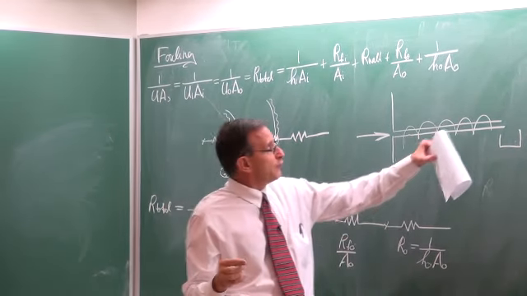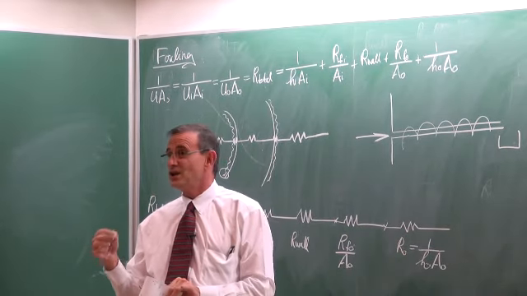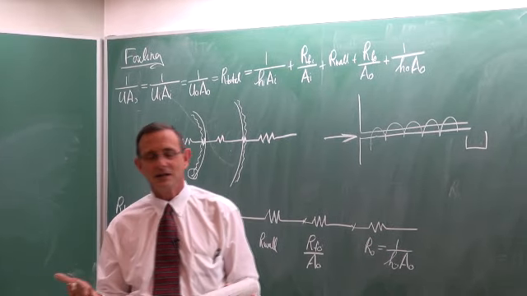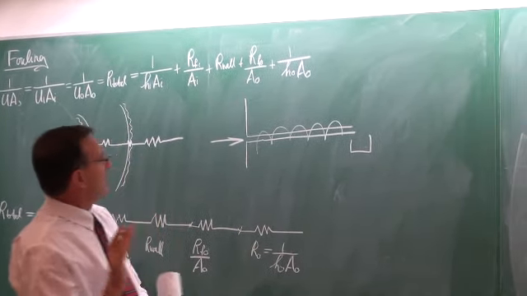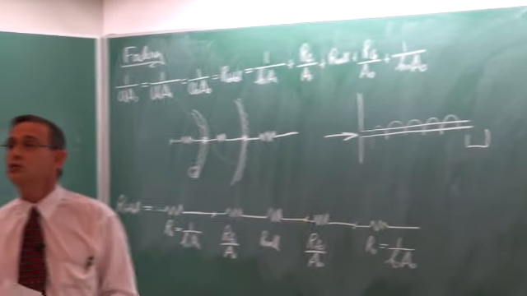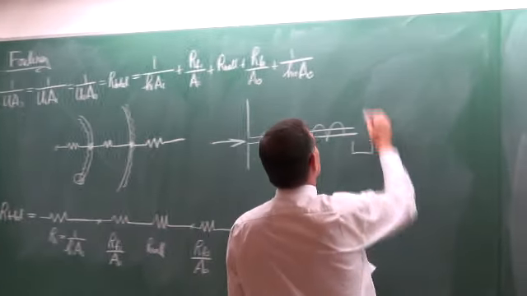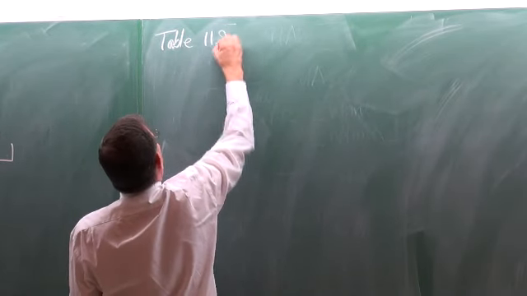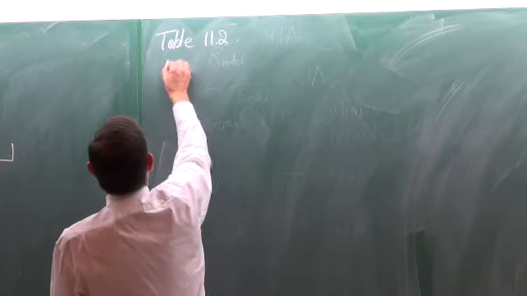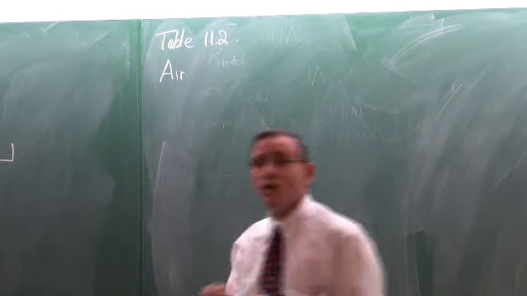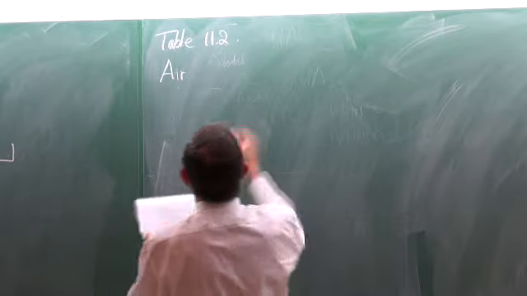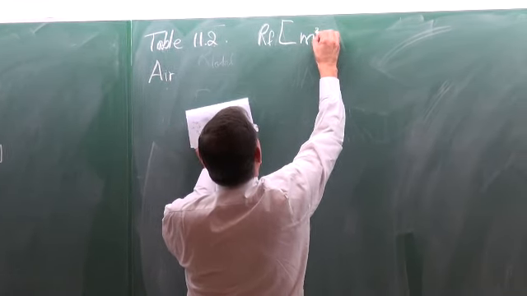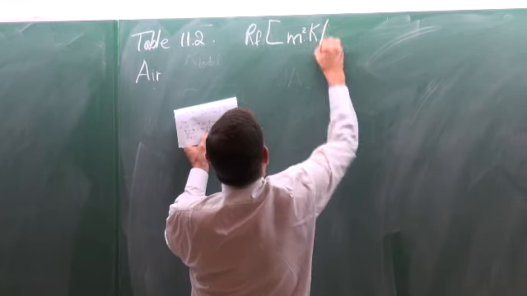So trying to predict what the fouling is going to be is very, very difficult. I think it's sort of an art, predicting it. But just to give you an indication, in table 11.2 in your textbook, typical fouling values, just orders of magnitude, are given, and the units for fouling are square meter Kelvin per watt.